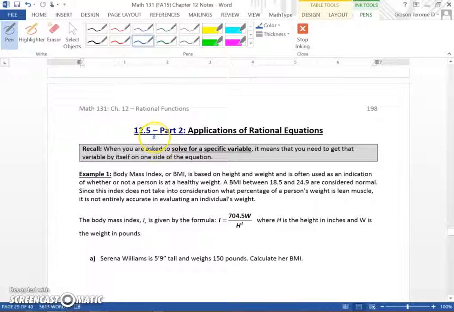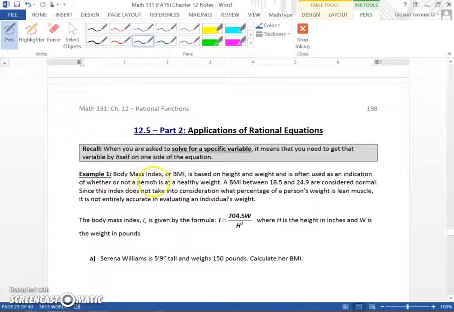Hello class, we're about to start section 12.5 part 2, applications of rational equations. Recall, when you are asked to solve for a specific variable, it means that you need to get that variable by itself on one side of the equation.